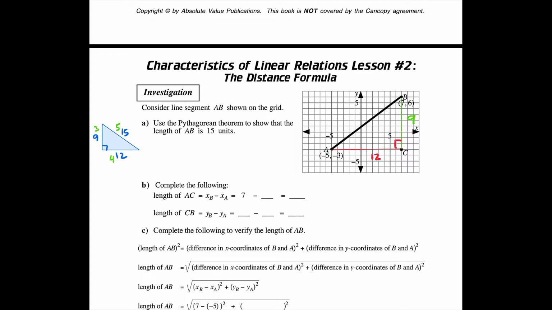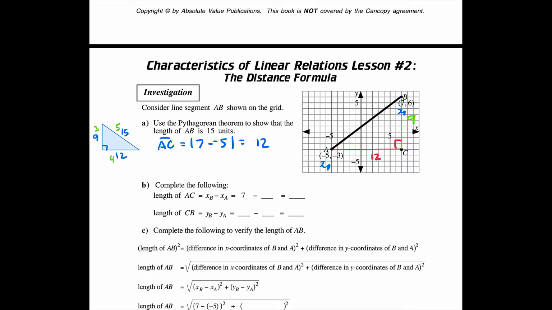Now let's figure out this bottom line, the line going from A to C. So remember to figure out the distance of that line. We're looking at line segment AC. That's going to equal the absolute value of x2 minus x1. So x2 is 7 minus x1, which is -5, and that's going to equal 12, which is true.